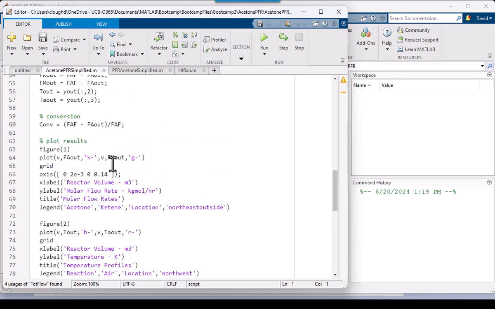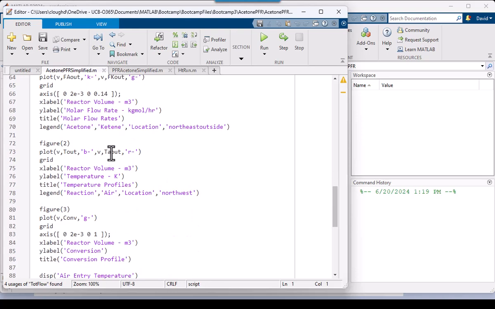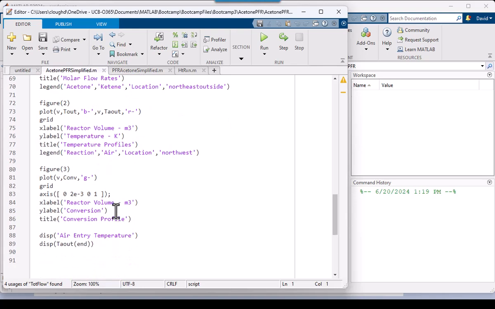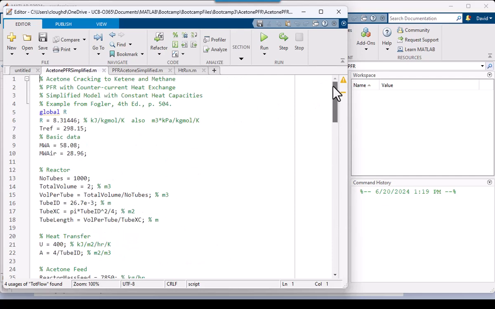And then we make 3 plots of our acetone and ketene. Methane would be the same. And temperature of the reaction mixture and of the air on the same plot, and a plot of the conversion versus volume. And finally we make a display on the command window of the air entry temperature at the end of the solution. So that's what that looks like, okay? So let's just take a look at what happens when we run that model.